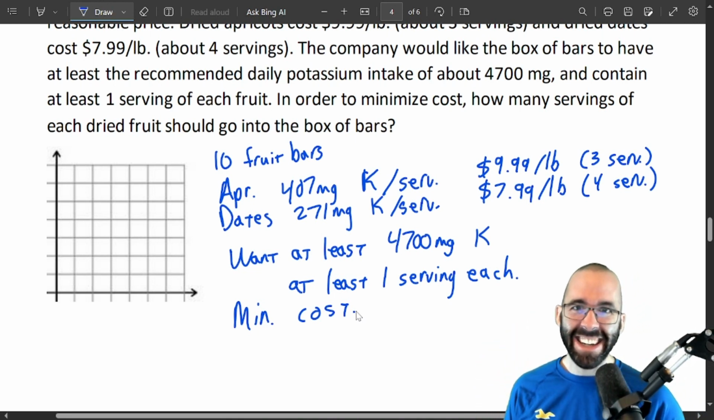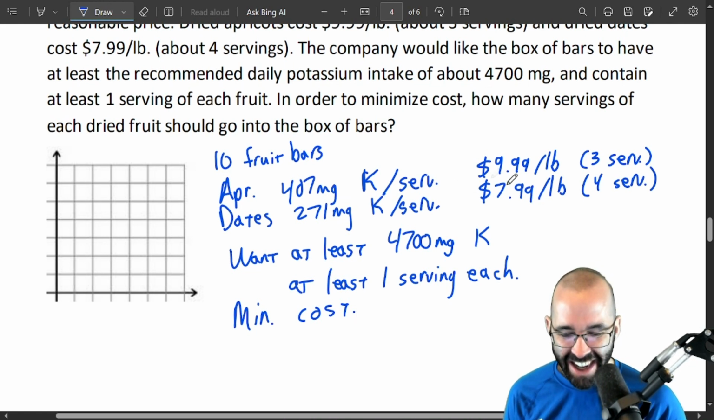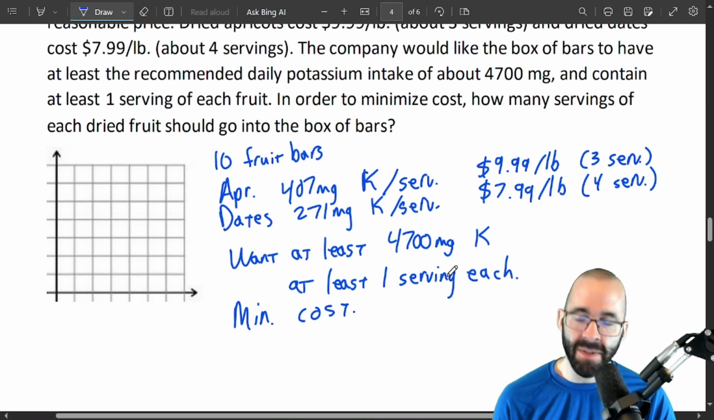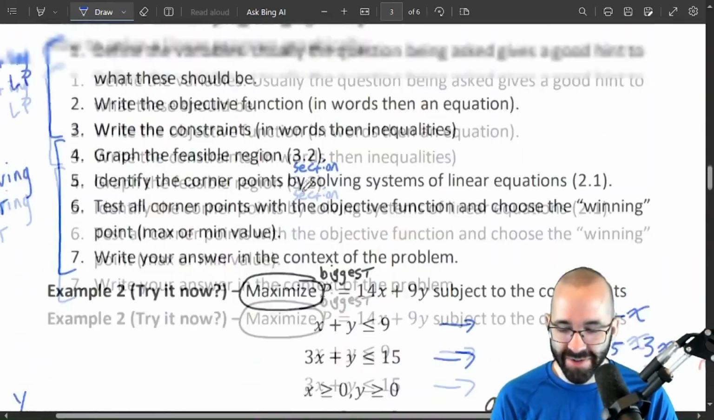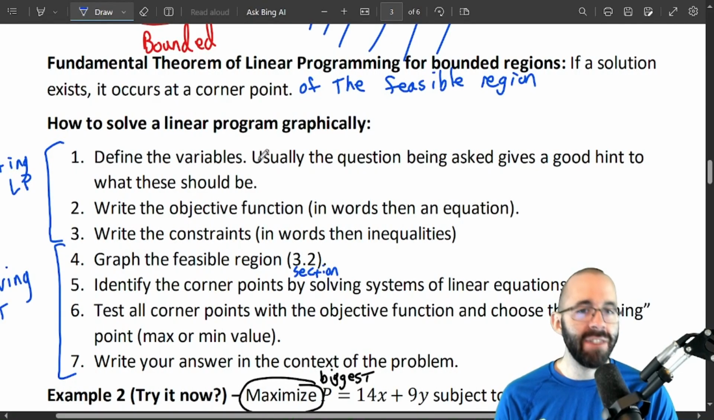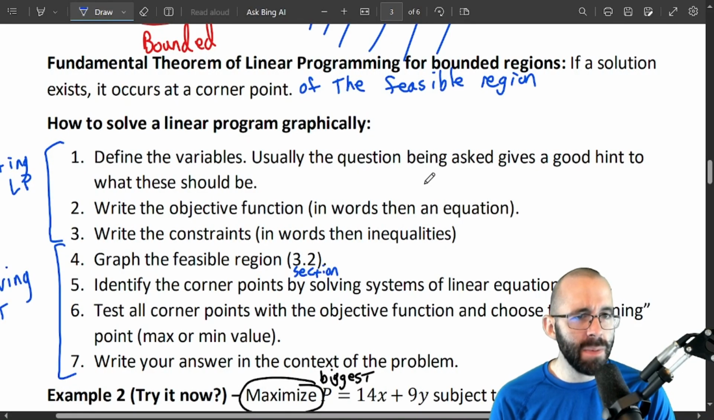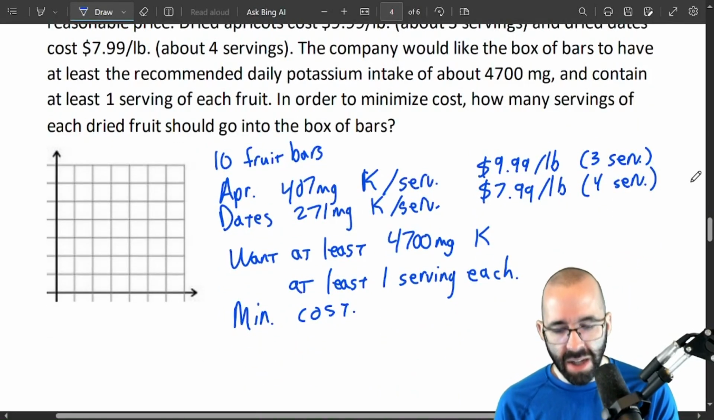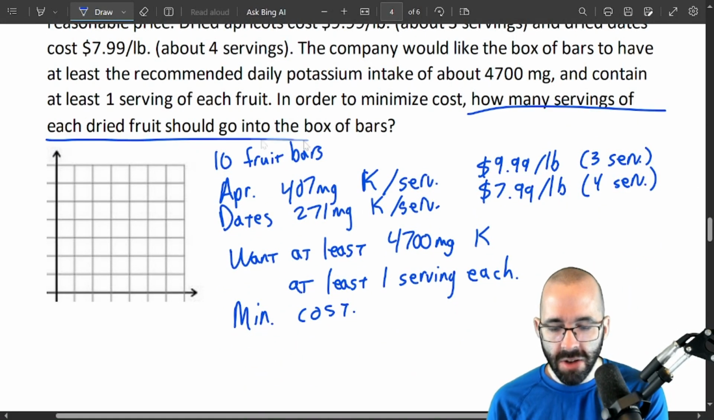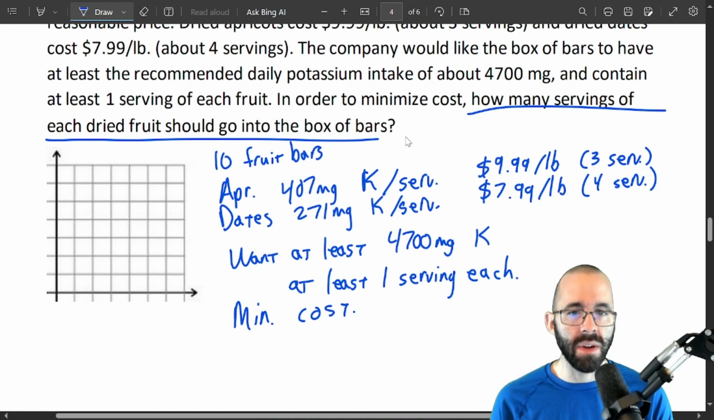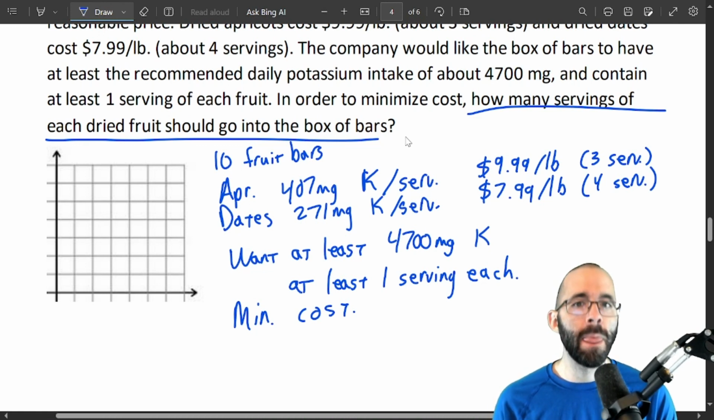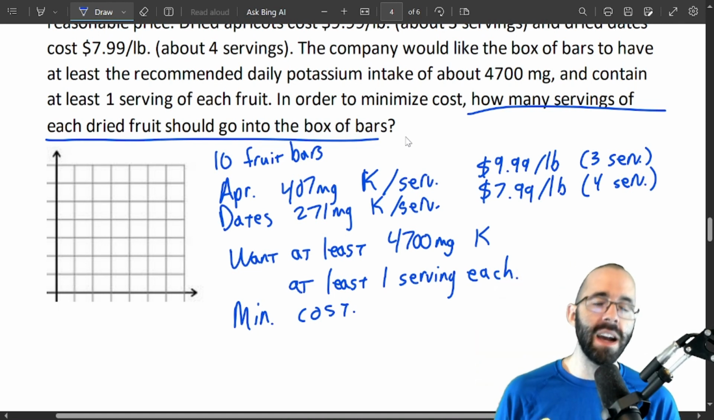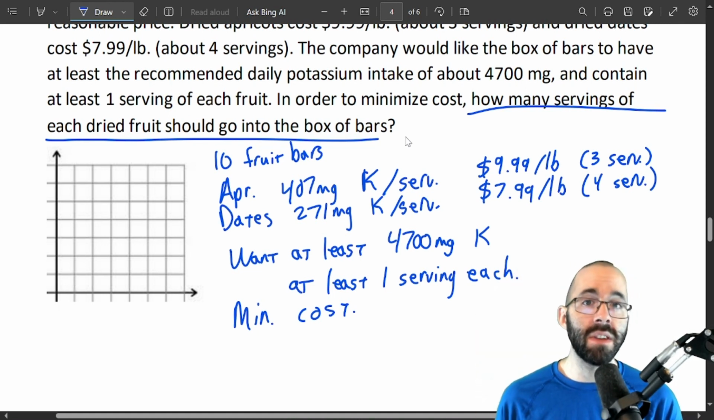That's a lot going on. We wrote down what we thought were the important things. That's a lot written down. Let's go into the step-by-steps. Step 1, define the variables. Usually the question being asked gives a good hint to what these should be. What is the question being asked? How many servings of each dried fruit should go into the box of bars? That tells us what our variables should be. It wants to know how many servings of apricots and how many servings of dates. Those can be our X and Y.